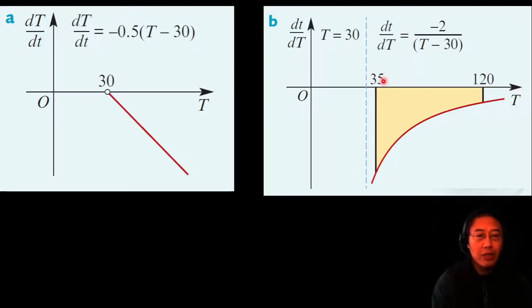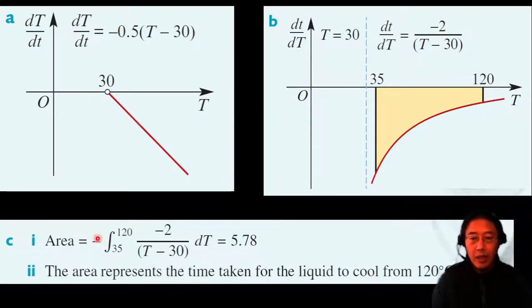We need to annotate t equals 35 and t equals 120, which is your interval for part C. We need to find the area. So the integral is negative, it's below the curve. So when we do the area, we take the opposite of the integral. We anti-differentiate in terms of the temperature, and that gives us 5.78.